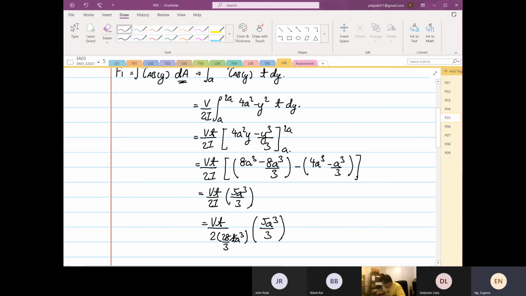So you can cancel the T, you can cancel the A cubed, right? So you are left with 5 times, so 3 and 3 you can cancel, right? So 5 over 56, right? So 2 times 28 is 56, V. So this is equal to your F1, and F1 is also equal to your F4.